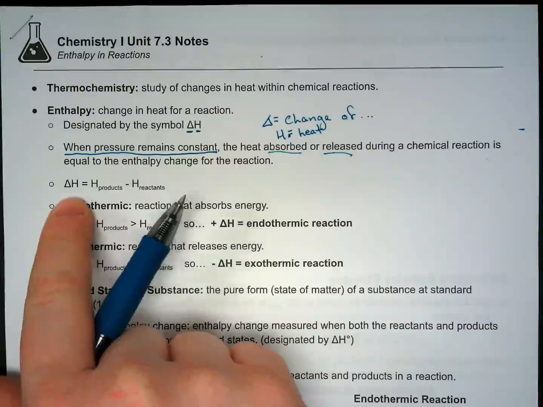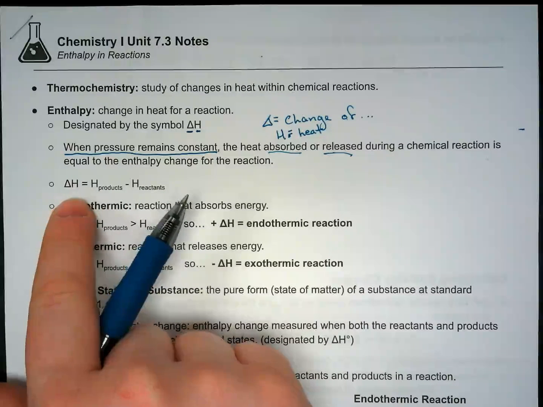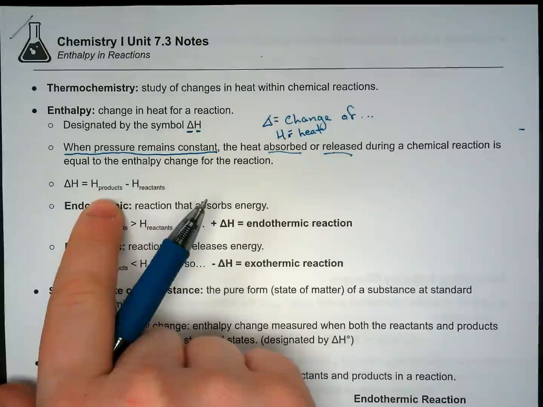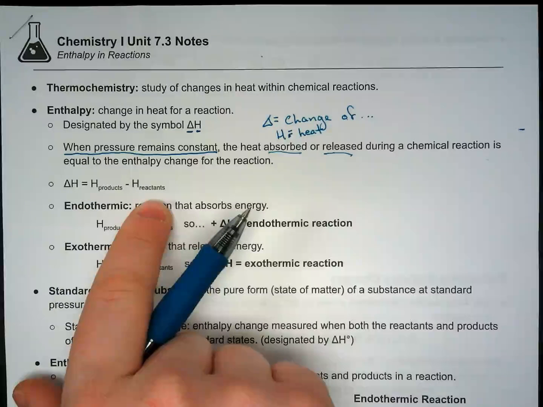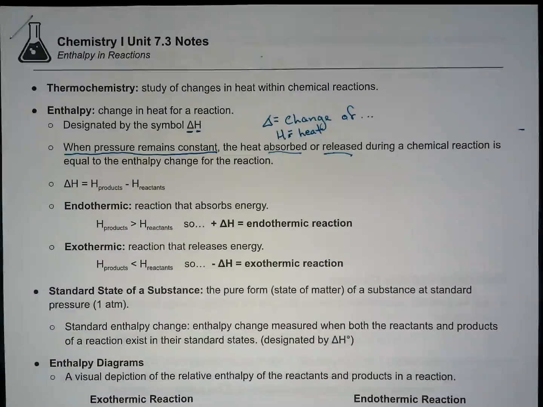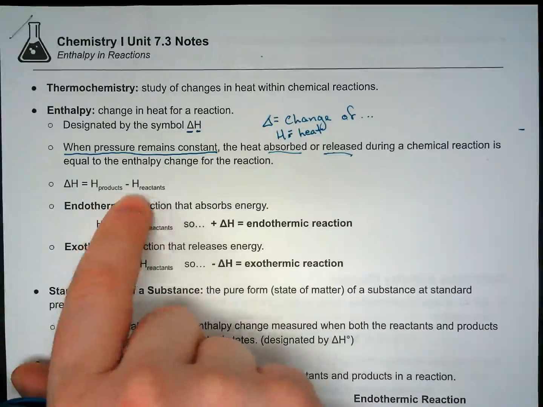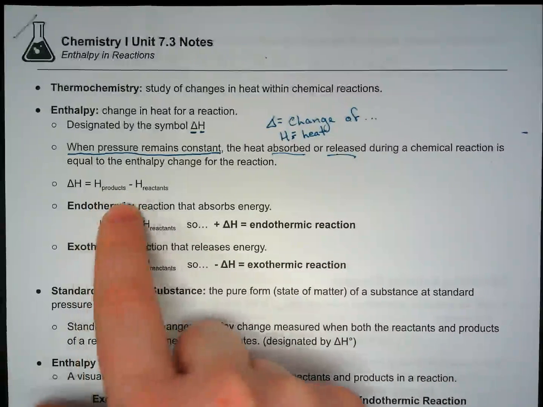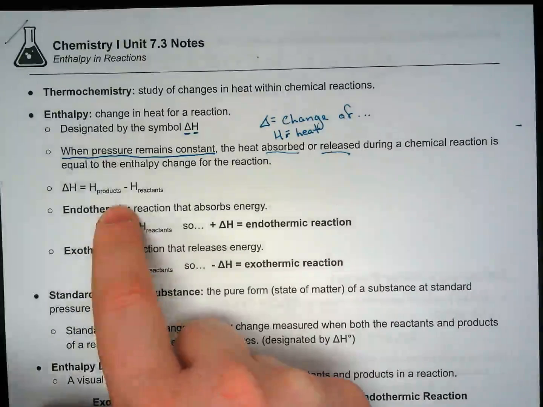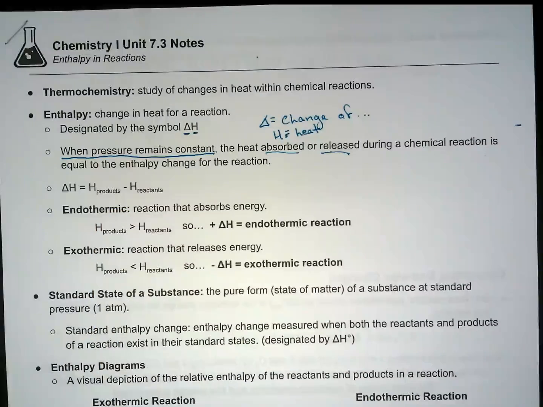We can just say, well, the change in our enthalpy, the change in the heat, is going to be the amount of energy seen in the products minus the amount of heat in the reactants. We don't really, at least when we're practicing in this particular set of notes, use this. It's just to show you that this is how we compare it. It's products minus reactants.